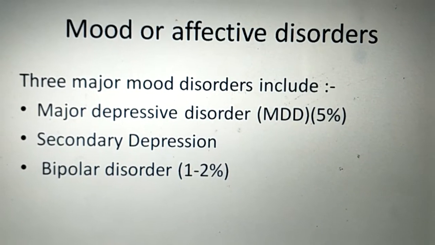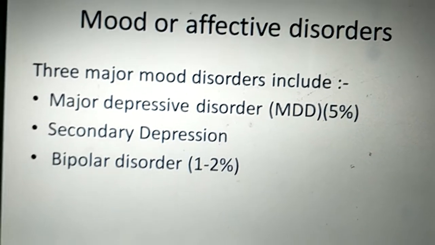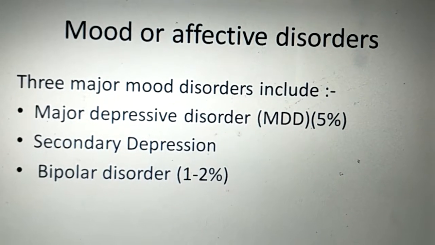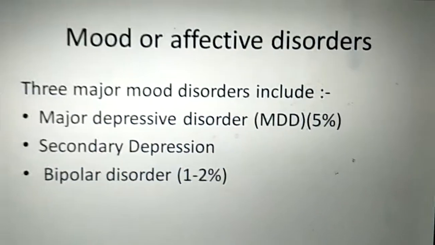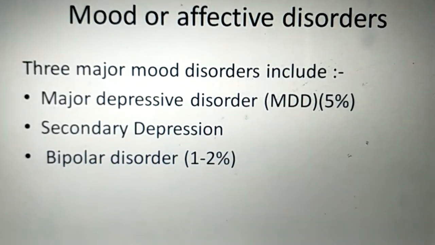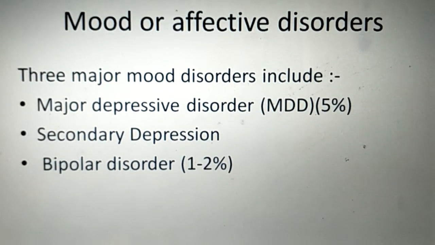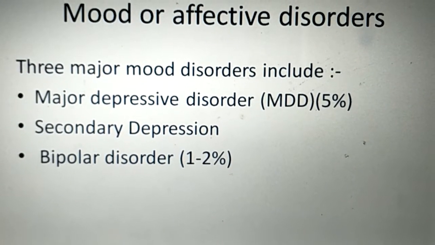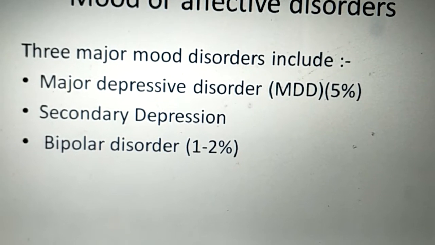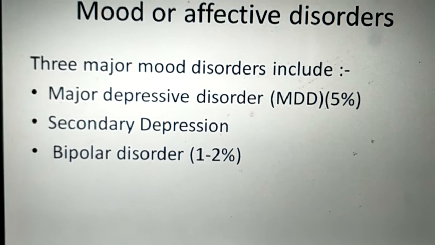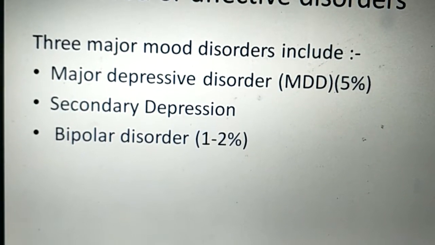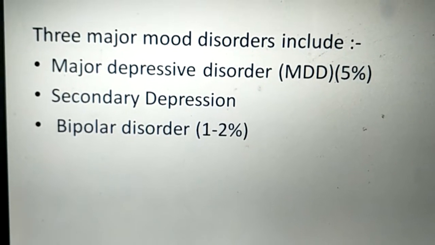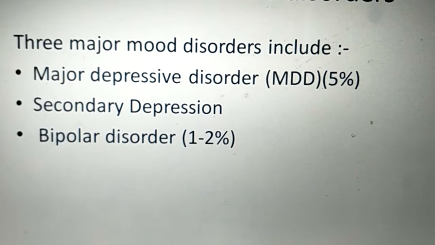So today we are going to discuss the mood or affective disorders, which are important psychiatric disorders frequently encountered. The three major mood disorders include MDD or major depressive disorder, which is prevalent in 5% of the population, although minor or milder forms of depression can be seen in up to 15 to 20% of the population. Then there is secondary depression, which is secondary to some medical illness, chronic alcoholism, or other substance abuse.